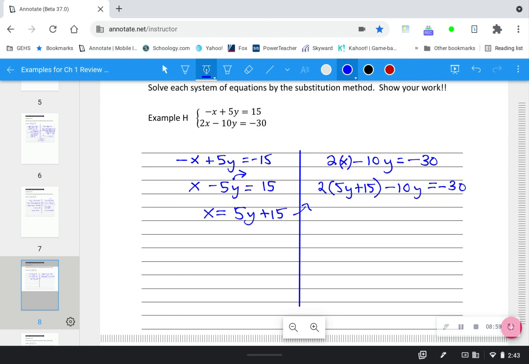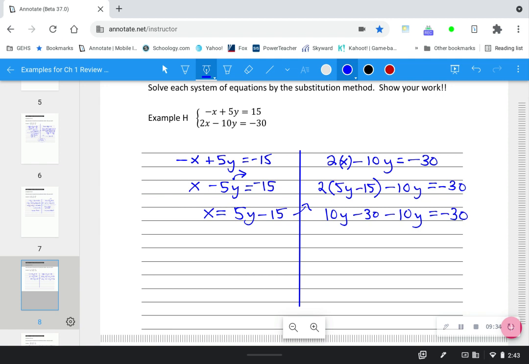Distributing here gives 10y plus 30 minus 10y equals negative 30. I made a mistake, and let me fix it. You probably noticed it. There should be a negative in front of that 15. And I apologize for that because I might have thrown you off. So let me do the fixing.